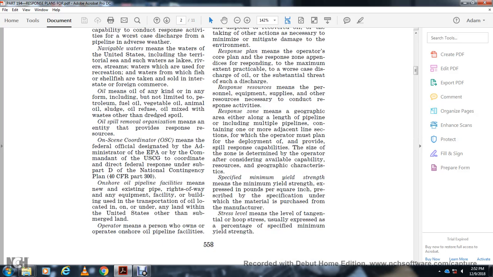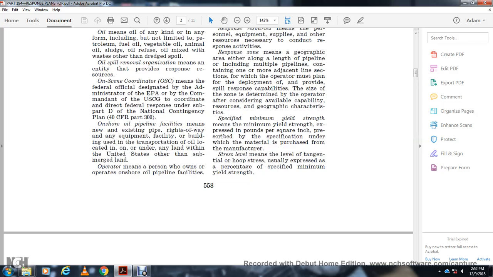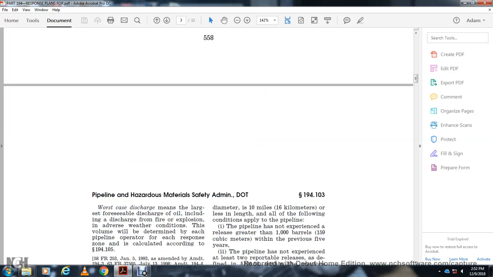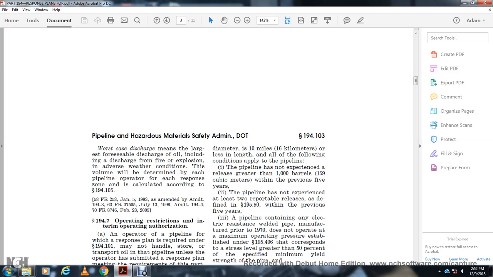Minimum yield strength means the minimum yield strength, expressed in pounds per square inch, prescribed by the specification of the pipe material purchased from the manufacturer. Stress level means the level of tangential or hoop stress, usually expressed in percent of the specified minimum yield strength. Worst case discharge means the largest foreseeable discharge of oil, including a discharge from fire or explosion, in adverse weather conditions. The volume is determined by each pipeline operator for each response zone and is calculated in accordance with section 194.105.